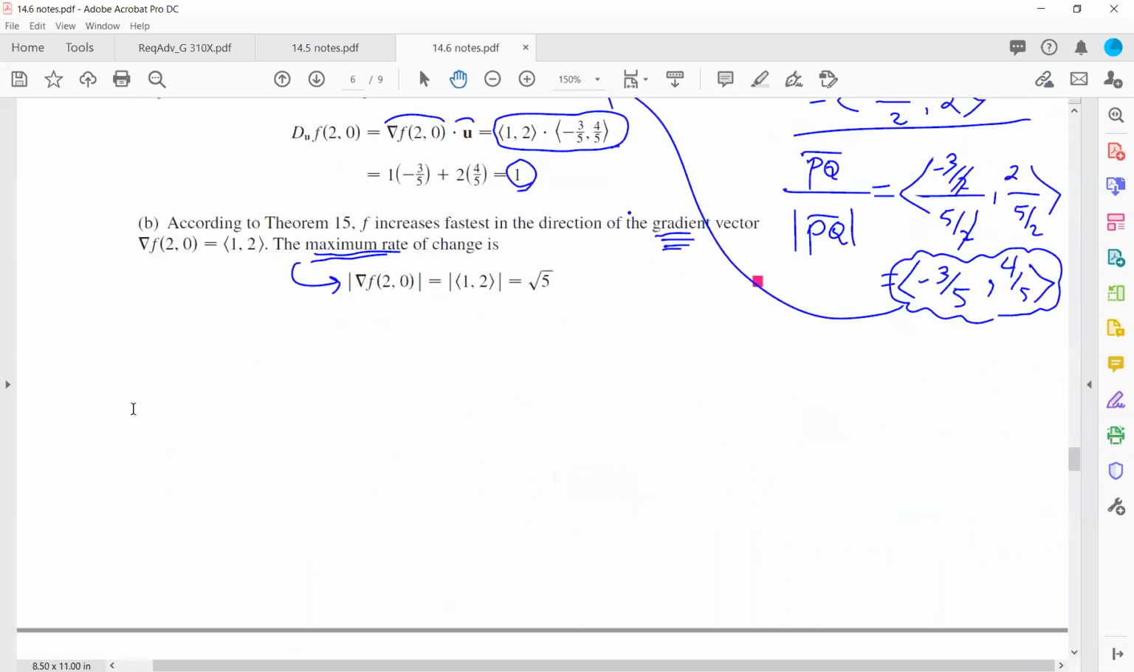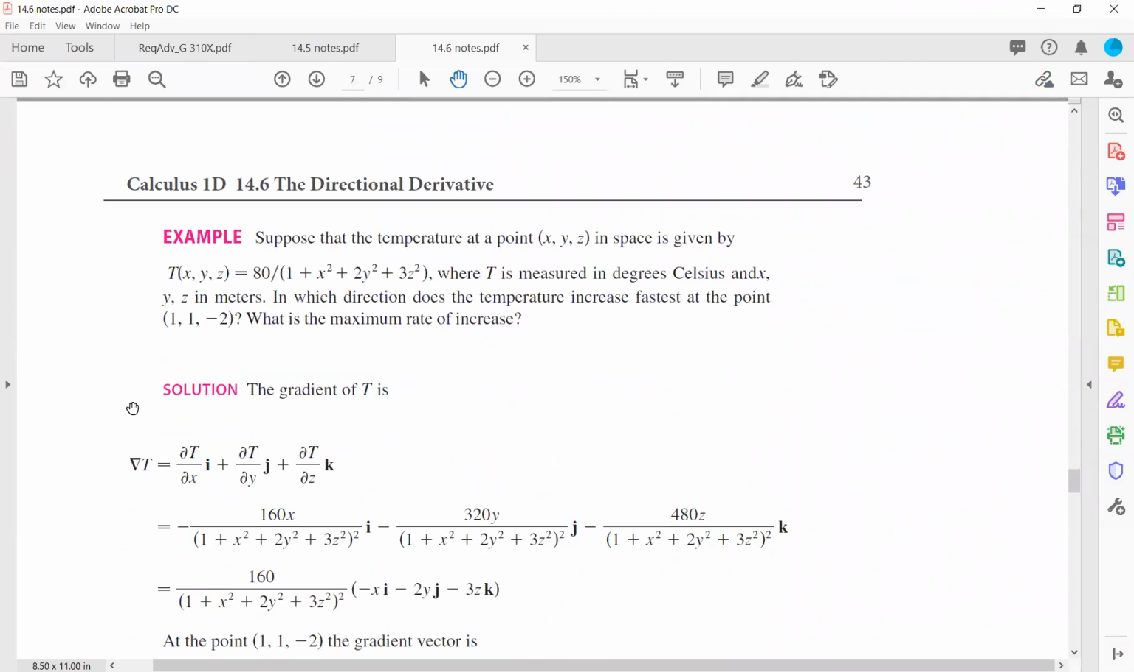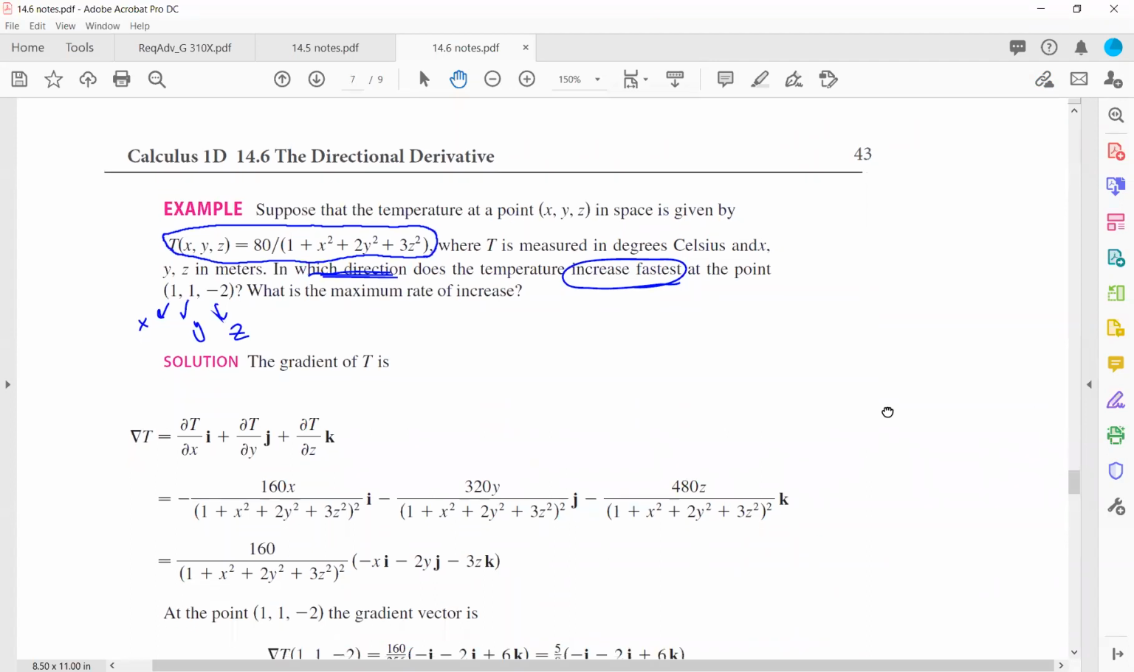Let us move on to the next page. So what do we have here? We have another example. Suppose the temperature at point (x, y, z) in space is given by this function in 3 variables, where T is measured in degrees Celsius and x, y, z in meters. In which direction does the temperature increase fastest at the point (1, 1, -2)? And what is the maximum rate of increase?